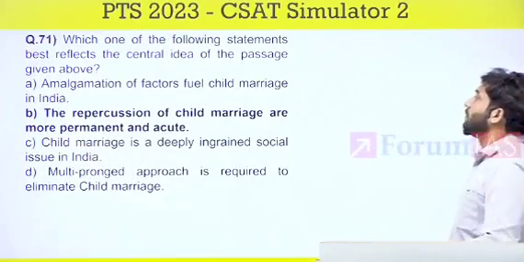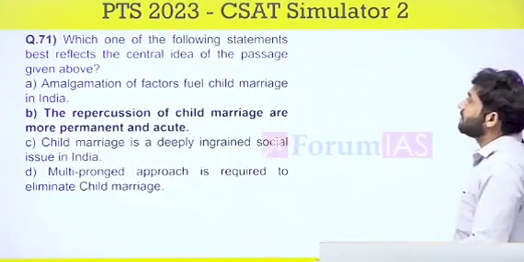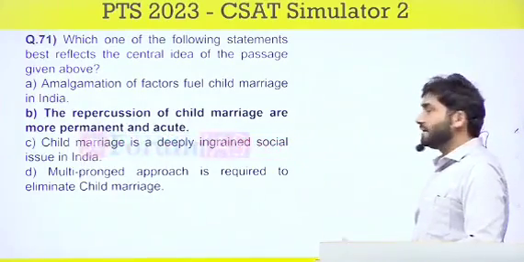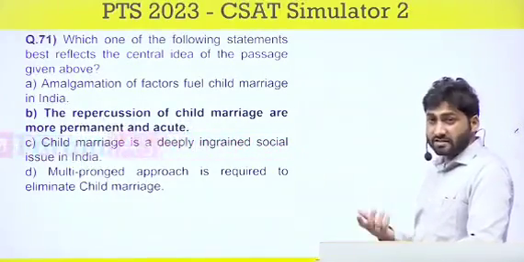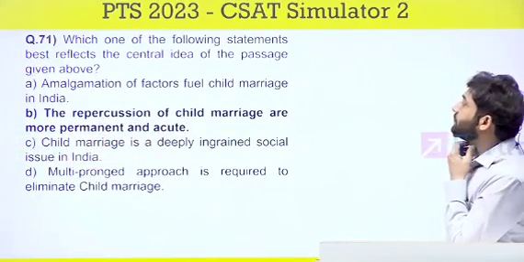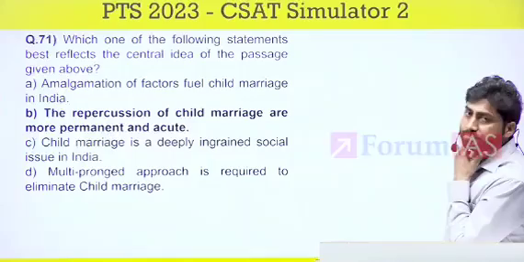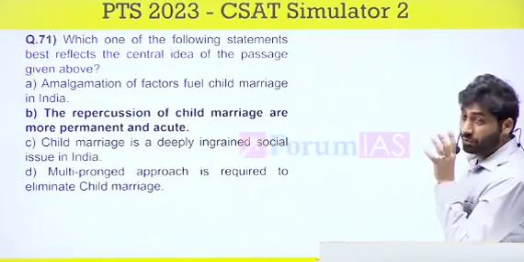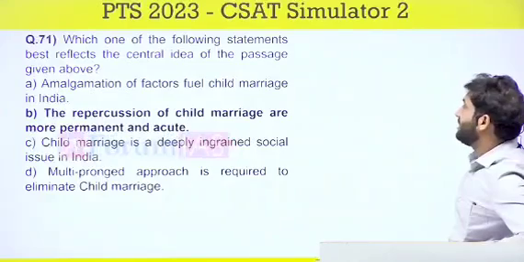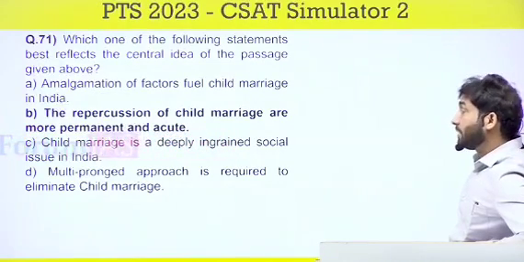Now, question. Which one of the following statements best reflects the central idea of the passage given above? Central idea, again the same thing: main theme, central idea, central point, main point. First option, amalgamation of factors fuel child marriage in India. Main point says, there are the supporting details. The repercussions of child marriage are more permanent and acute.